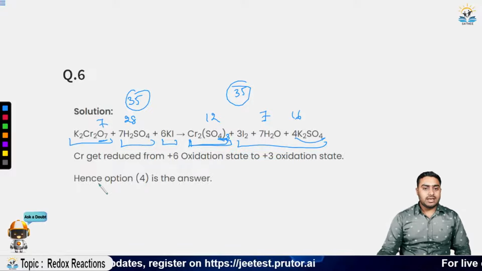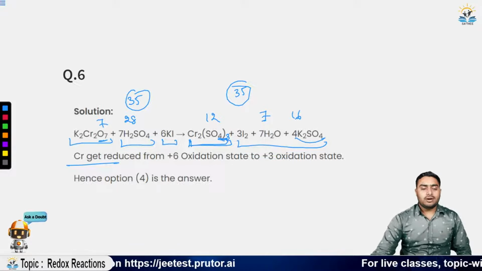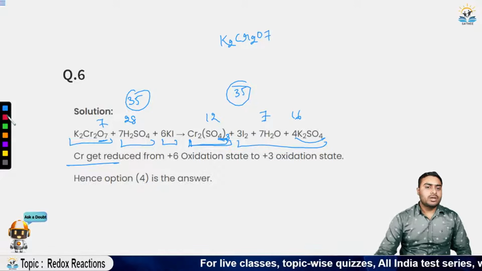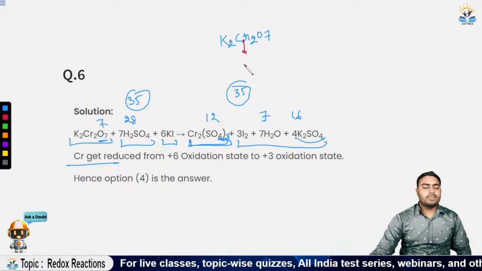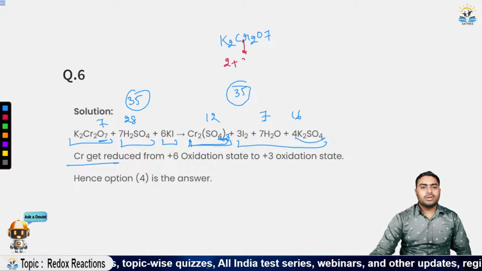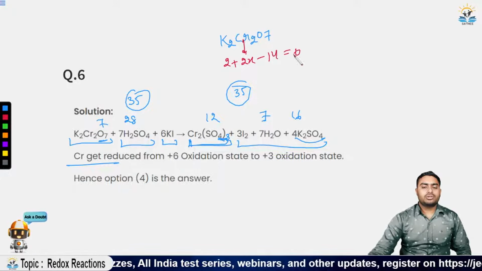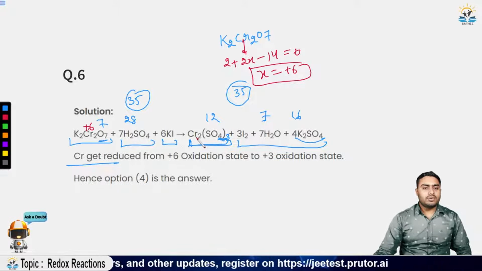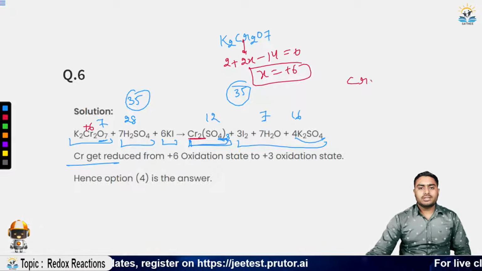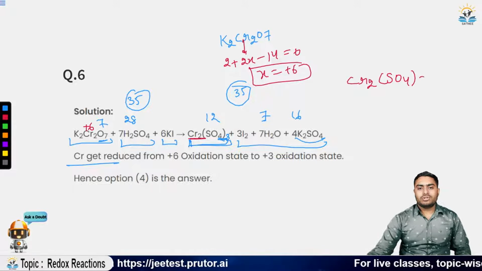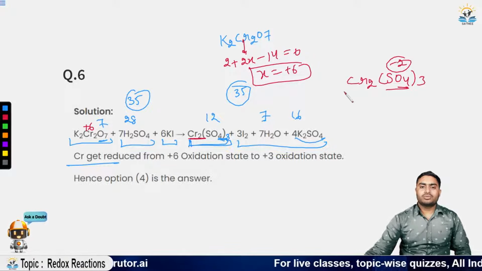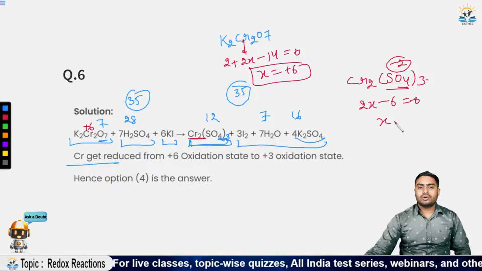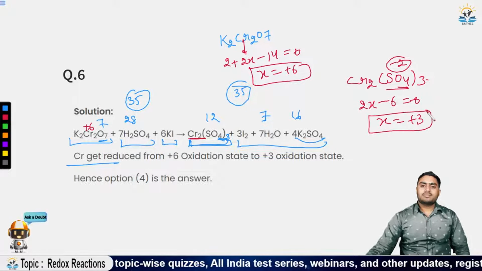Now you can calculate the oxidation number of chromium in K2Cr2O7. You have to assume chromium's oxidation number as x. It will be 2 plus 2x minus 14 equals 0, so x comes out to be +6. Then calculate for Cr2(SO4)3. We know very well SO4 is minus 2, so 2x minus 6 equals 0, and x comes out to be +3.